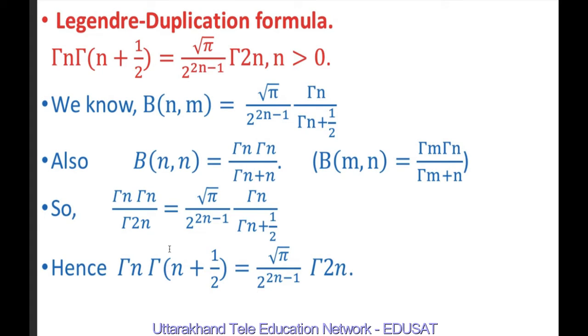It means gamma n will cancel from both sides. If we shift gamma n plus half to this side and gamma 2n to this side, on cross multiplication, we will have gamma n plus half here, this is under root pi, this is 2 raised to 2n minus 1, and if we shift this through this side, gamma 2n. So this is the Legendre duplication formula.